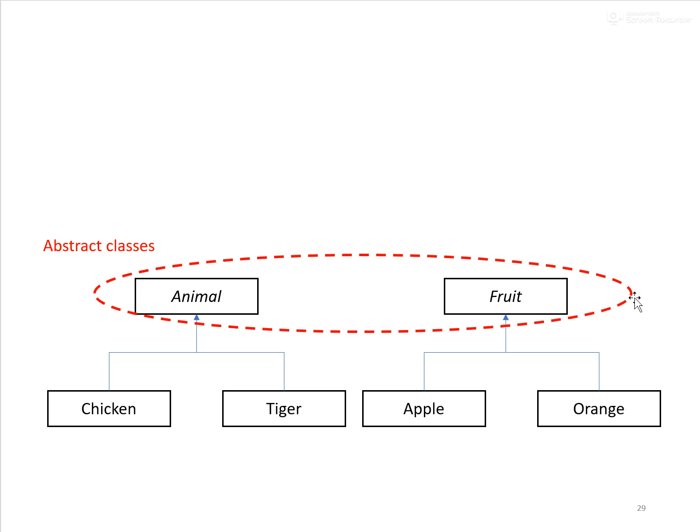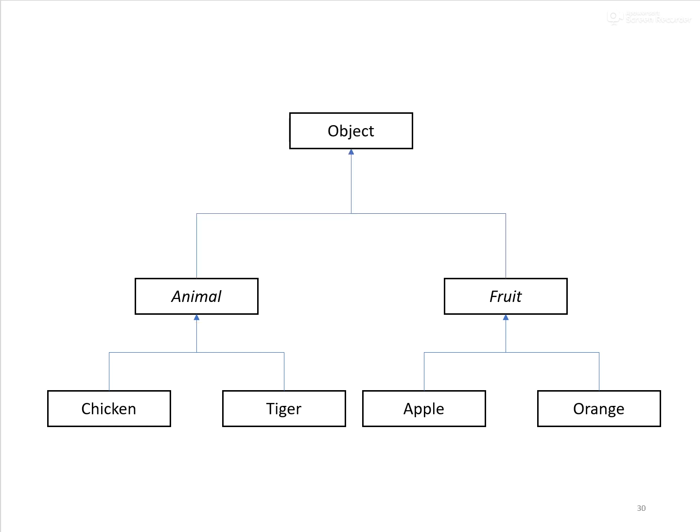Now, Animal and Fruit are abstract classes, and we can tell by looking at the font. Animal and Fruit are both in italics. If you want a more complete picture, Animal and Fruit are abstract classes that we are going to create. The complete picture is something like this. So Animal and Fruit are extending the Object class of Java.